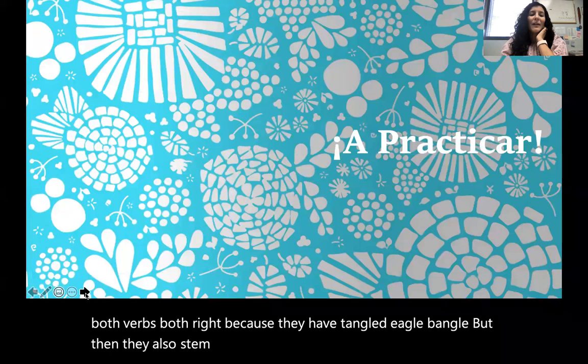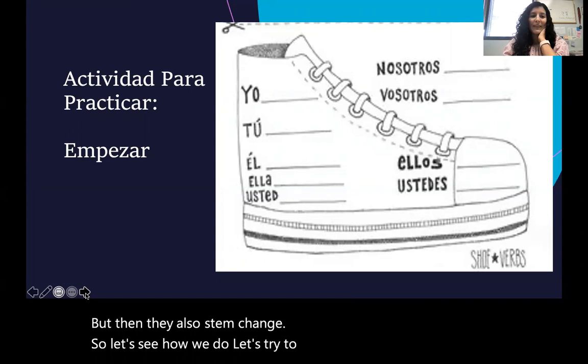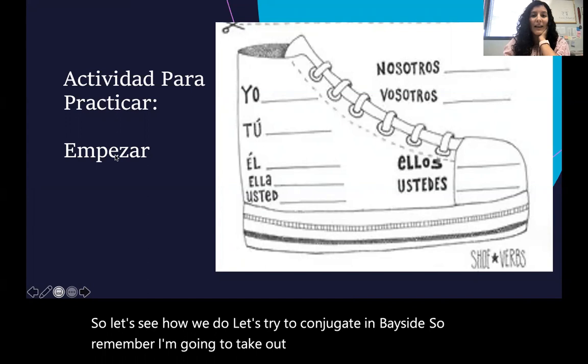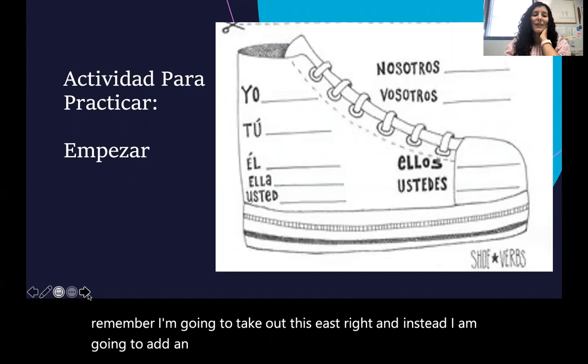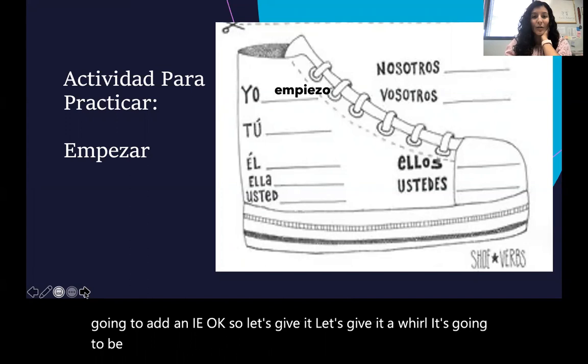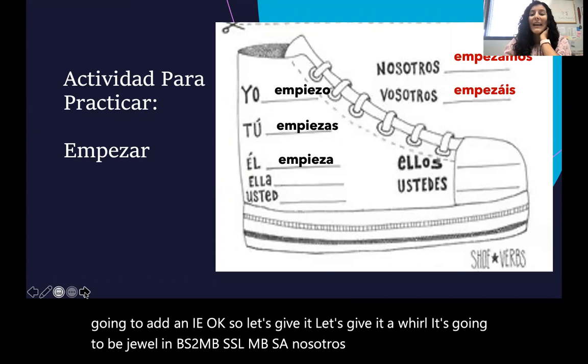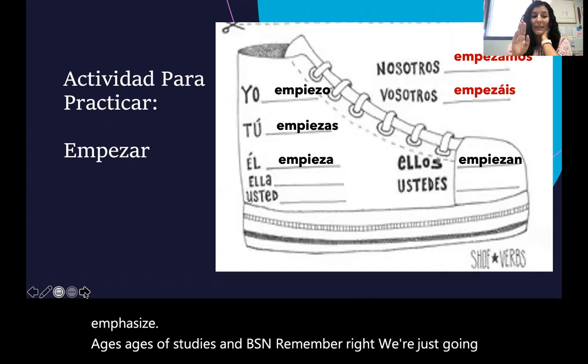Okay, so let's see how we do. Let's try to conjugate empezar. So remember, I'm going to take out this E, and instead, I am going to add an IE. So let's give it a whirl. It's going to be yo empiezo, tú empiezas, él, ella, usted empieza, nosotros empezamos, vosotros empezáis, ellos, ellas, ustedes empiezan. Remember, we're just going to stem change the forms in the boot.